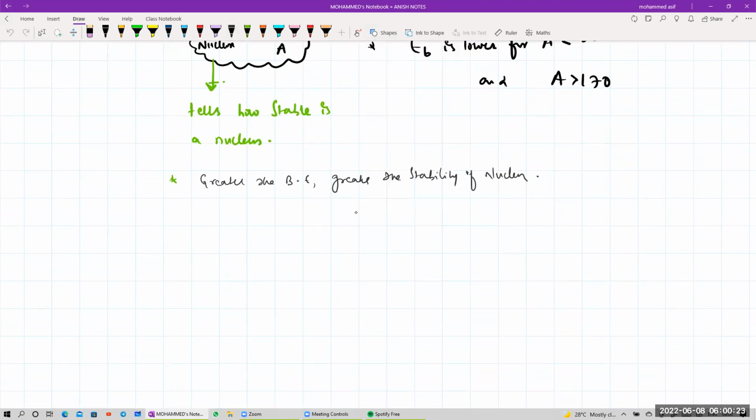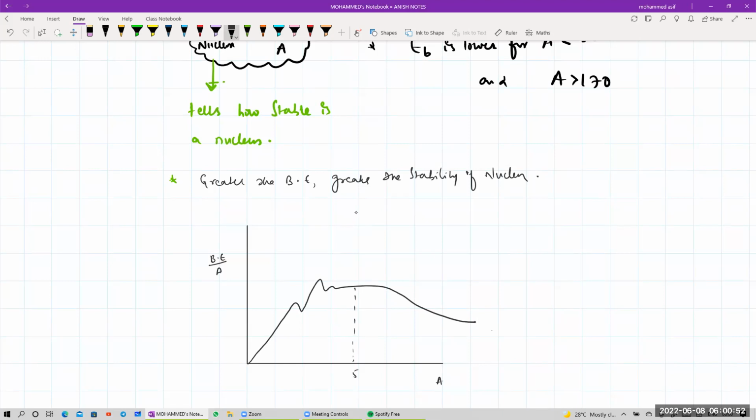If I draw a graph for this, one basic graph is there, very important. Here we take binding energy per nucleon, and here we take the mass number. The graph goes something like this. Then comes down, then increases, then comes down, then becomes stable. It is maximum stable for mass numbers from 50 to 140. Then afterwards it decreases up to mass number 240.